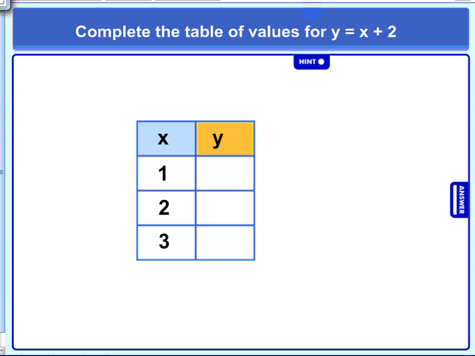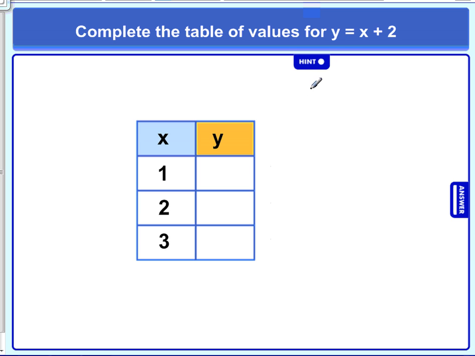Alright, so in this next example, what we're going to do is we're actually going to use a table of values to solve some solutions for y and x, and then we're going to use those coordinate pairs to graph our linear equation. So we have y equals x plus 2. Alright, so what I'm going to need to do first is I can pick some x values. I can pick 1, 2, and 3 just to figure out what would make this equation true.